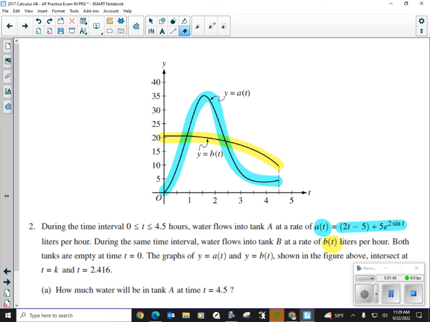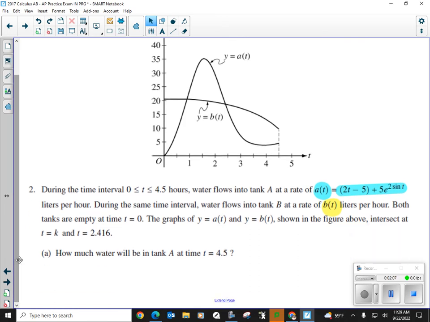Now, I think I might have said this before. We get a lot of information up front, and we might not need to use it all for the first part, for A or for B. But at some point, we might have to use some of it for a further question, B, C, D, whatever. A says how much water will be in tank A at time 4.5. So I really don't need this graph at all for that.